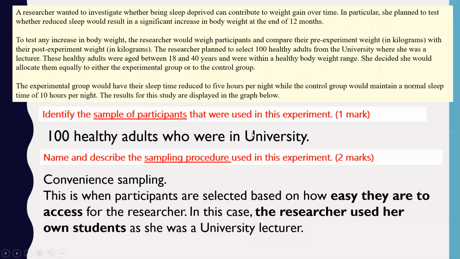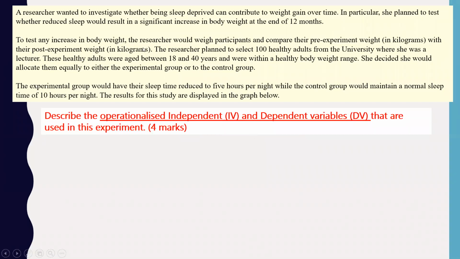Alrighty, so that's good. Let's move on to the next question. This one's a little bit more tricky, but see how you go. We're talking about operationalizing the IV and DV here. Okay, so what I'm going to do is I'm going to put 2 minutes on the clock. Okay, and your time starts now.